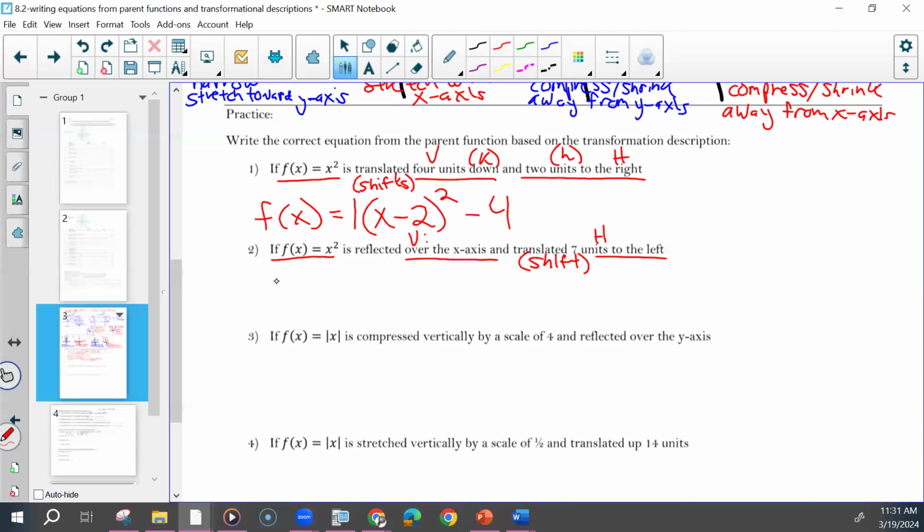So the reflection tells us that's a negative. Our A value is going to be -1. If there was also a stretch or compression, we would put that there as well, but there's not. And then we have a horizontal shift. It's to the left. It's going to be the opposite of what you think. How would we write that? X plus 7 inside, squared outside. Question so far?